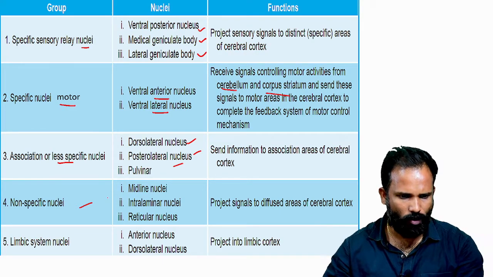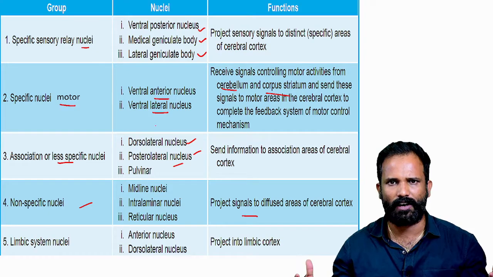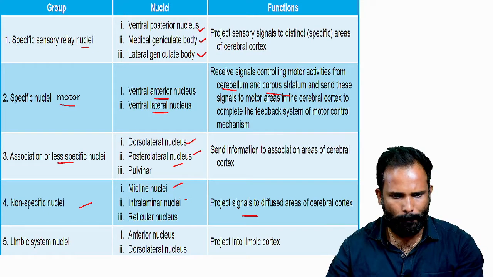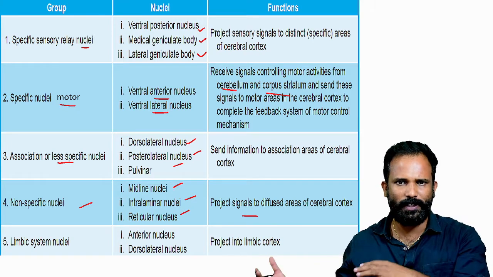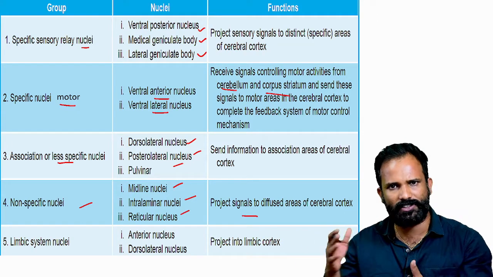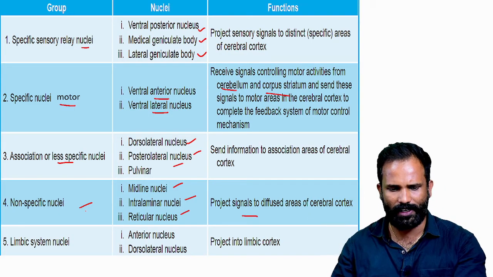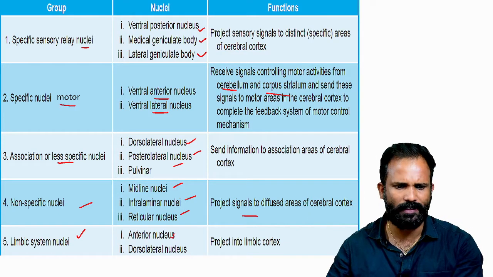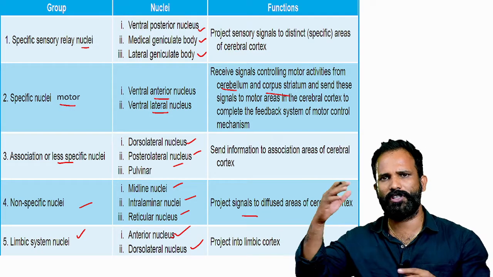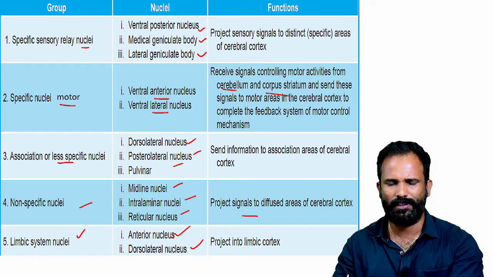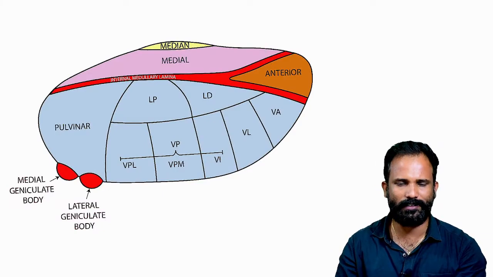And non-specific nuclei are concerned with diffuse areas of the cortex. These are all the midline, intralaminar and reticular nuclei. They get information from the reticular activating system and hypothalamus, so they are concerned with awakening. And the limbic system nuclei, which are the anterior nuclei and dorsolateral nuclei, project to the limbic cortex, concerned with emotions and memory. Now we'll make that in the diagram.